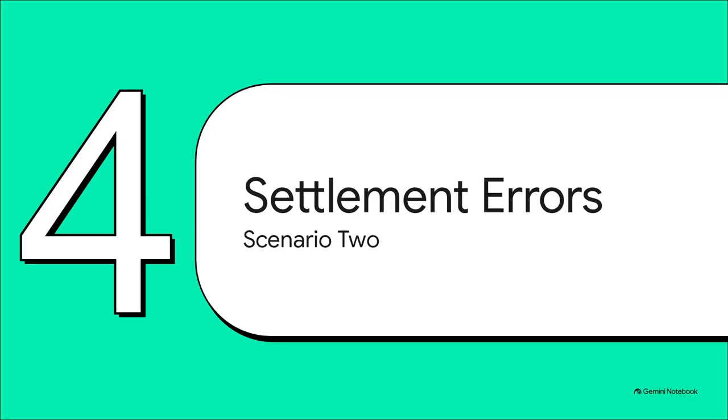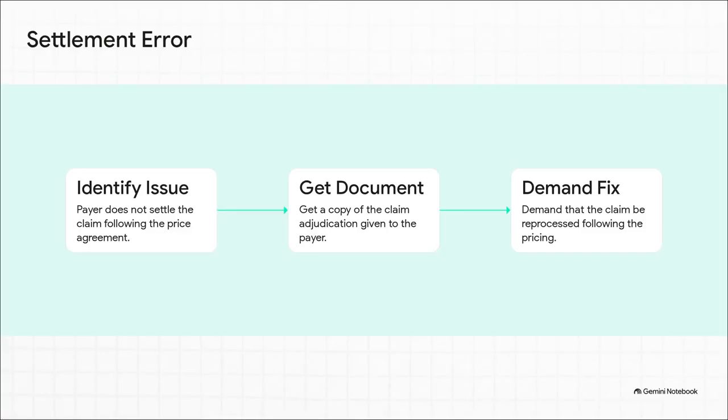Section 4. Scenario 2. Settlement errors. But what happens if the TPA did their job correctly and the pricing is right, but the payment is still wrong? You've got to instruct your teams to follow these exact steps when dealing with a carrier settlement error. Step 1. Identify that the payer, the check writer, did not settle the claim following the TPA's agreed-upon price. Step 2. Obtain a copy of the specific claim adjudication document that was originally issued to the payer by the TPA. Step 3. Formally demand that the insurance carrier reprocess the claim based strictly on that exact TPA pricing. In this scenario, your dispute is entirely with the carrier, holding them accountable to the TPA's adjudication.